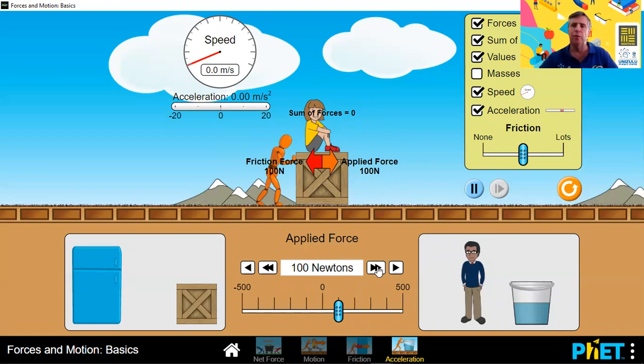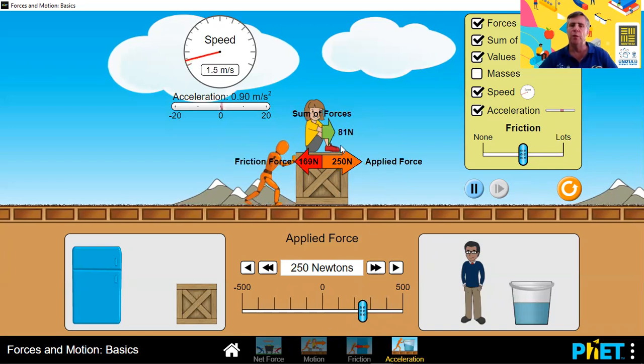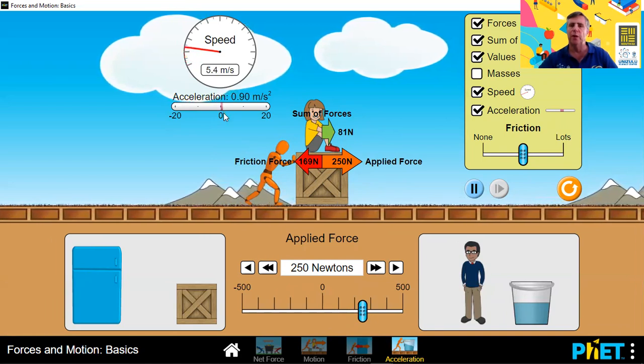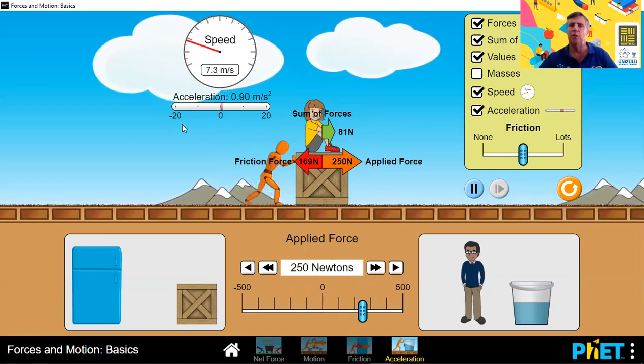I can increase further, 150 newton applied force, 200 newton applied force, but this frictional force in the opposite direction just matches that. Now, this doesn't happen forever. We reach a point where the applied force is greater than the static force. This static frictional force is about 210 newtons. And you can see if I increase my applied force to 250 newtons, we now have a resultant, the sum of forces. So there is an acceleration, and you see the speed is increasing.